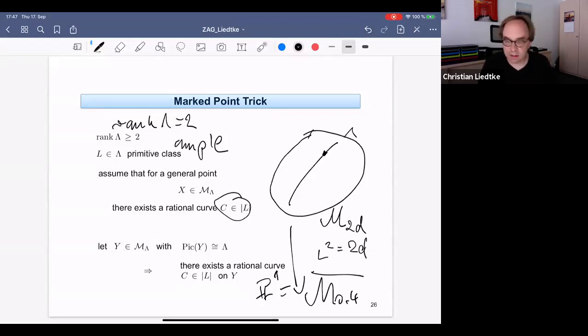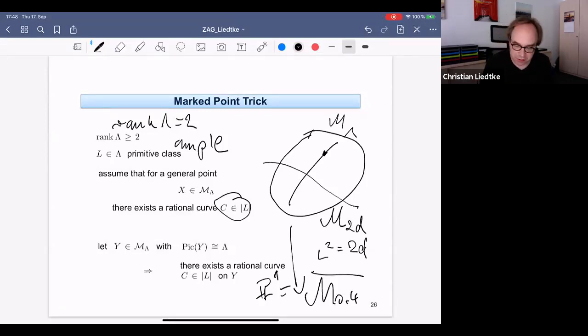Now, if you set it up correctly, the idea is that this divisor that you produce there, the potential problematic point, it cannot go like this. It must lie inside this M lambda. And I know I'm desperately vague here. I just wanted to say why it's called the marked point trick.